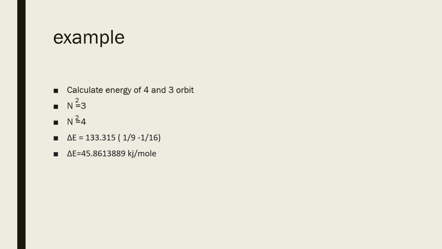Now let's calculate the energy difference between the fourth orbit and the third orbit. We know that the orbit nearer to the nucleus has less energy, so we will refer to it as n2 and 4 as n1. After multiplying and adding with the constant, we're going to have the answer of 45.86138889 kJ per mole. This is the unit of the energy levels. So this is how we calculate the energy levels.